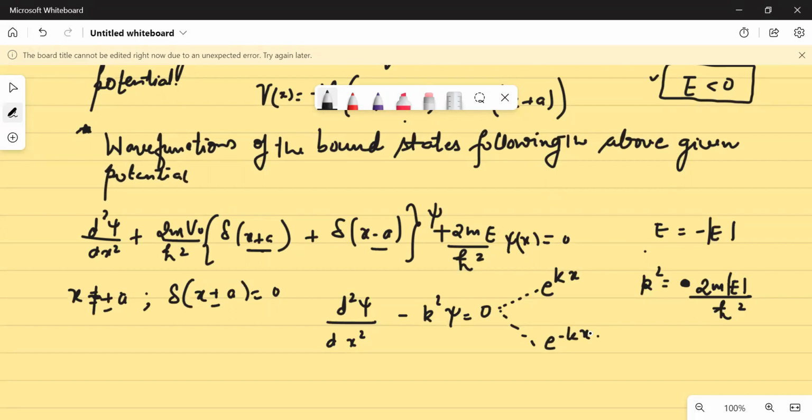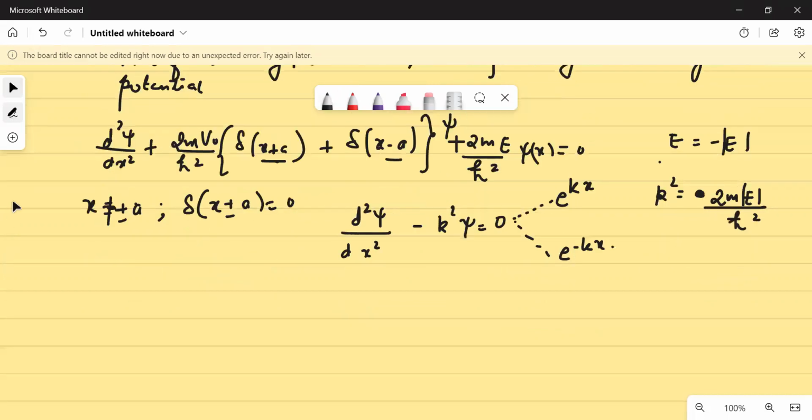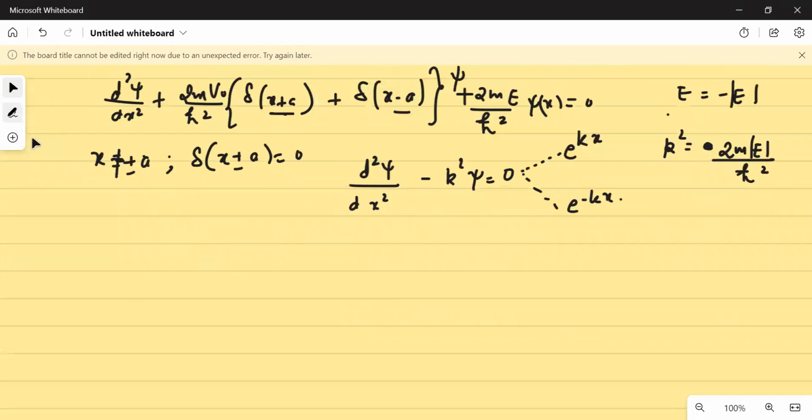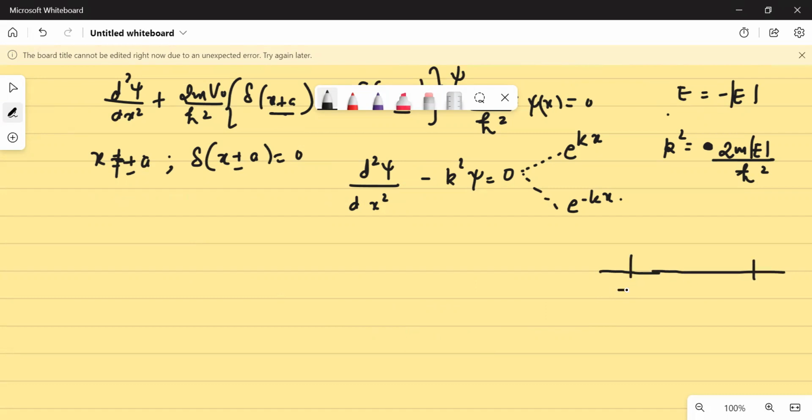Now what to do? This depends upon our conditions. We already know that we are discussing a double Dirac delta potential located at x equals minus a and x equals a. So now there are three cases: one case is x less than minus a, one case is x lies between minus a and a, and one case is x greater than a.